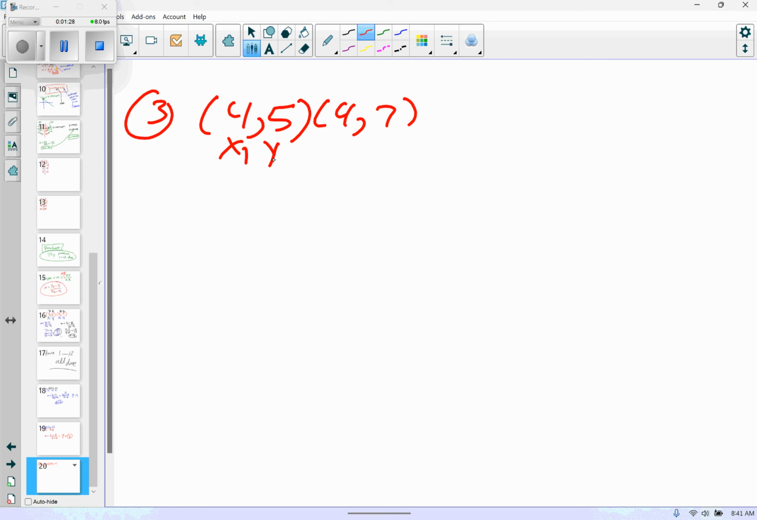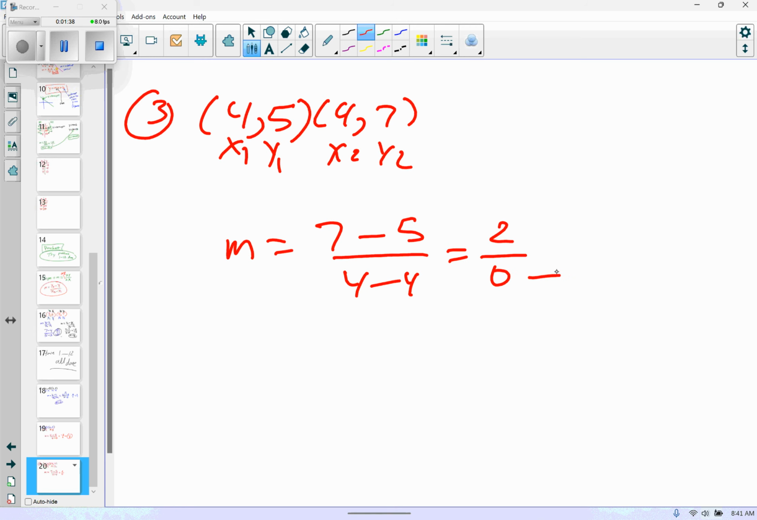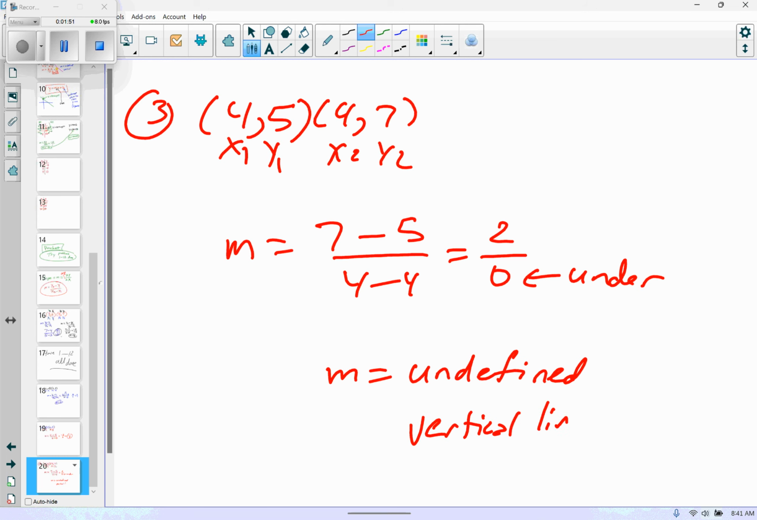For problem number 3, we have 4, 5 and we have 4, 7. So x1, y1, x2, y2. My slope equation is y2 minus y1 over x2 minus x1, and you might notice the bottom becomes 0. Being this is under, that means that my slope is undefined. And if I had looked at what kind of line this is, it would have actually been a vertical line.